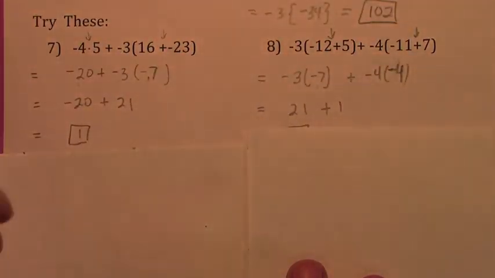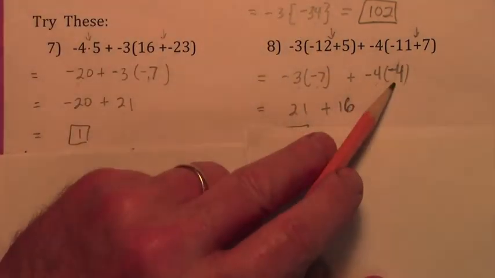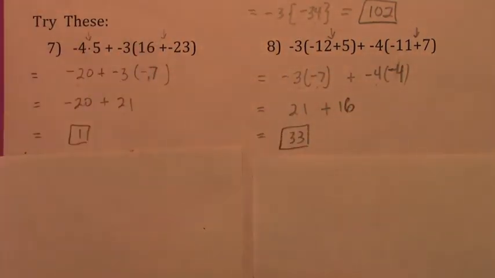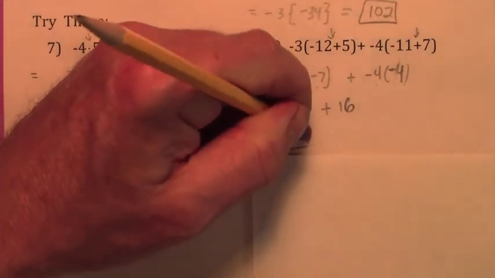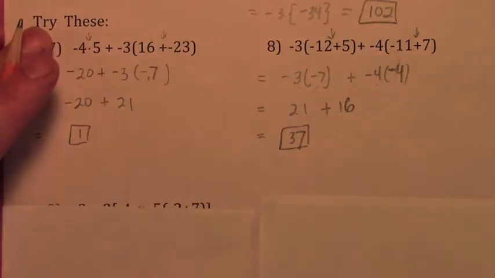So to finish this problem, this first one becomes 21. What does the second one become? 16, right? Because negative 4 times negative 4 is 16. So what's your final answer? 37. Teachers make mistakes sometimes. There you go. All right.